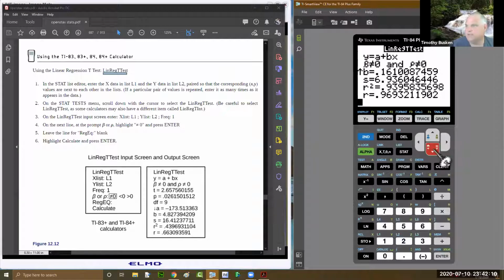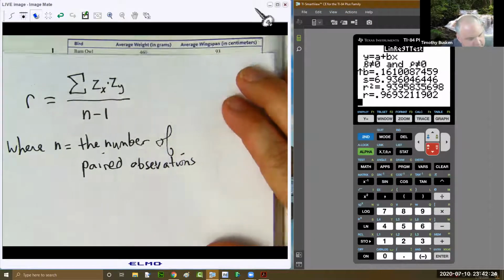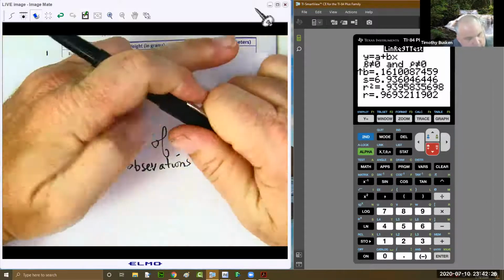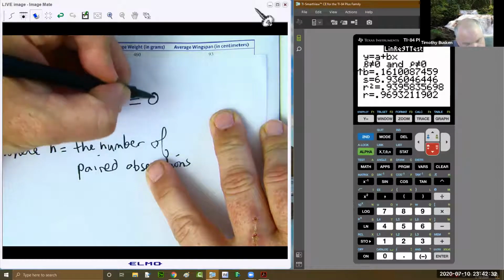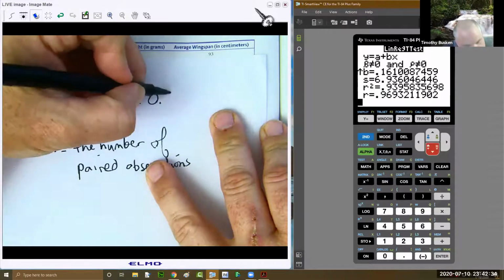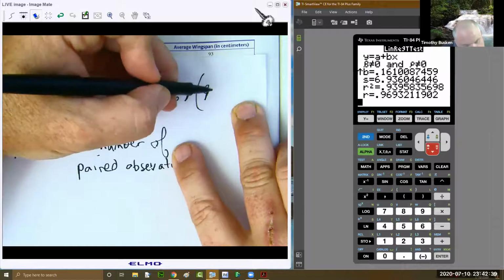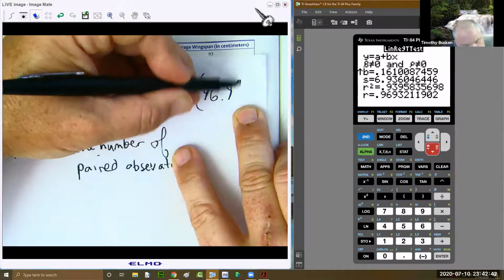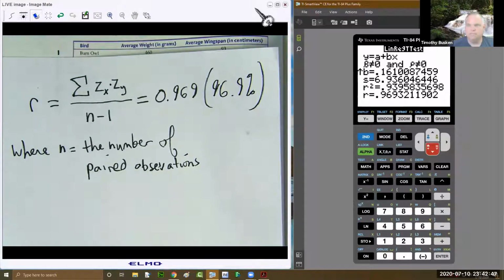Okay, if you scroll down, you're getting some other things here. We'll talk about what those things are later, but you can see at the very end of your list, I'm getting a value for r. For this data set, the formula is outputting about 96.9%, or about 97%. So that is a strong positive correlation between X and Y.